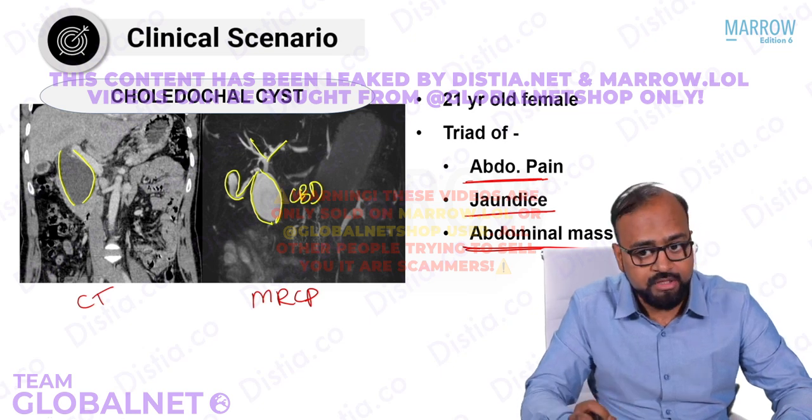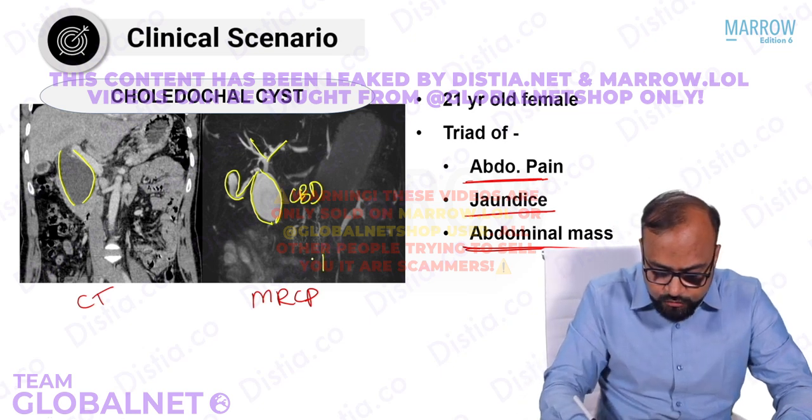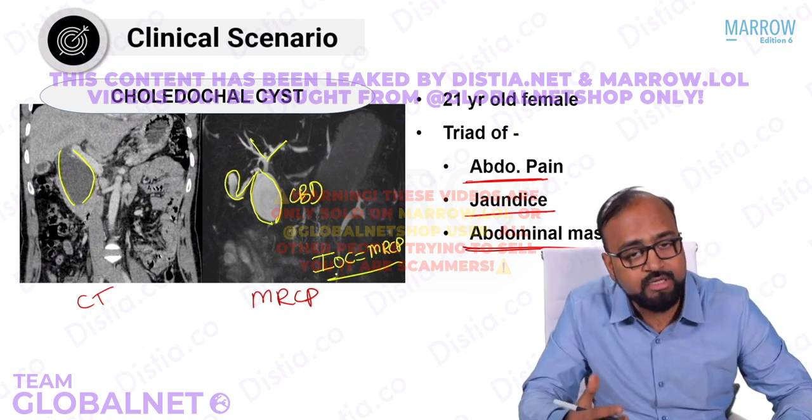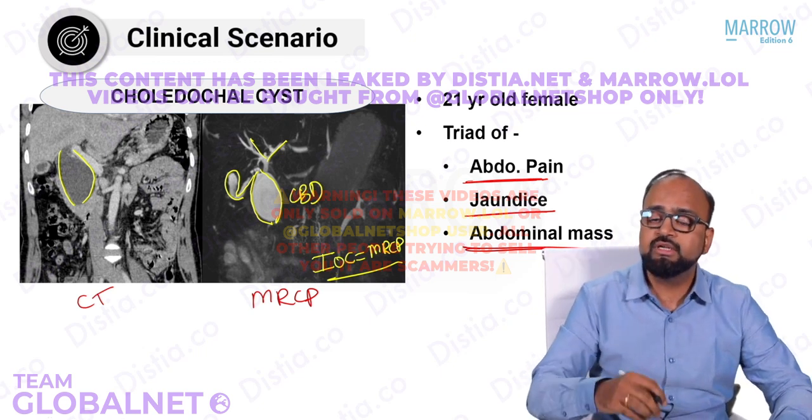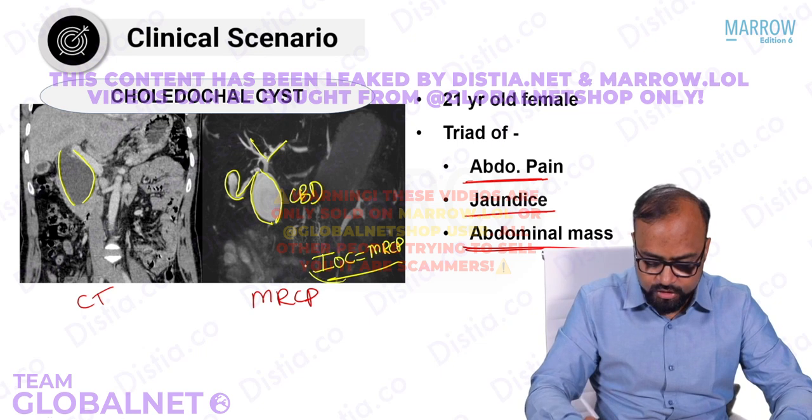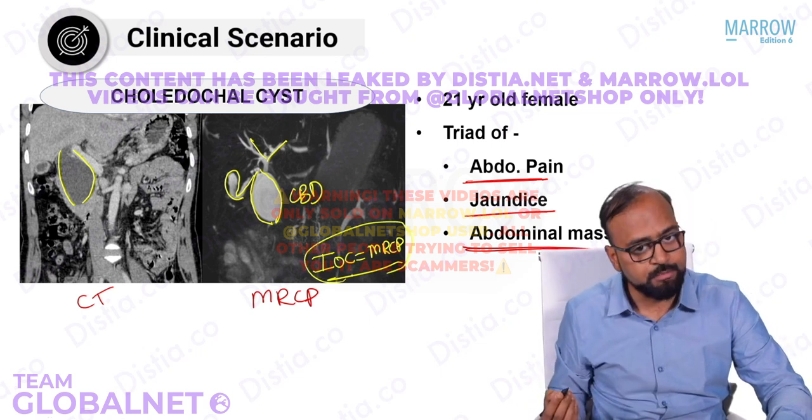Right, it affects the biliary tree. Therefore, the investigation of choice here is MRCP. ERCP can be done, and it is considered the gold standard, but it is not practically feasible because it is invasive. So the overall investigation of choice is MRCP.